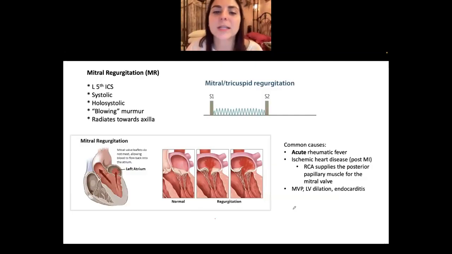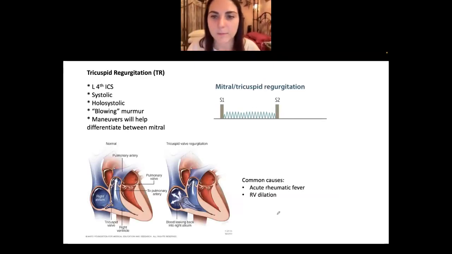And then other causes, let's say you have mitral valve prolapse. Over time, eventually the prolapse will turn into regurg. Anything that's going to dilate your left ventricle can actually cause mitral regurg because the papillary muscles are in the left ventricle. So you can imagine if this dilates, it's going to pull these leaflets with it, and then you can get regurg. And if you have endocarditis, that can also cause regurg. You can just have calcifications on this valve that are going to cause, obviously, issues with closing.